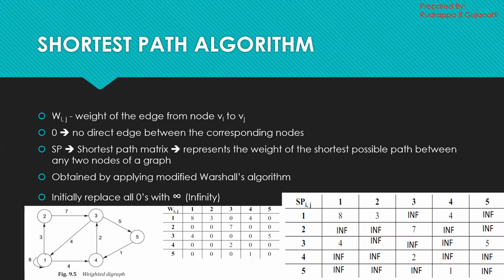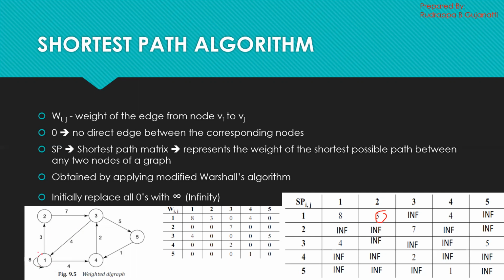If you start with node 1, 1 to 1, the cost is 8. So 1 to 2 and 2 to 1, can I reach with a lesser cost? No, I cannot reach that. So 1 to 2, the cost of moving from 1 to 2, or the weight of moving from 1 to 2, is 3. Is there any alternate way?